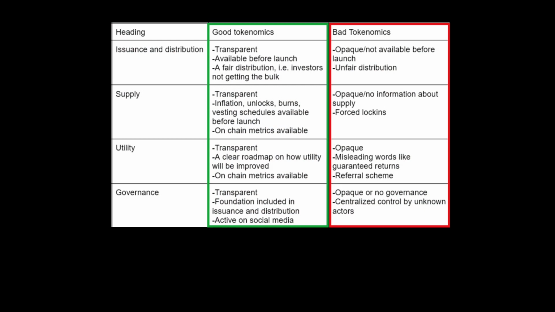There are many things to keep in mind here. So let me present a simple comparison between good and bad tokenomics. Here is a table which shows you this comparison. As you can see, at a bare minimum level, a big difference between good and bad tokenomics is transparency. Good tokenomics dictates that important information about token supply, issuance, distribution, and others must be shared before the tokens launch.